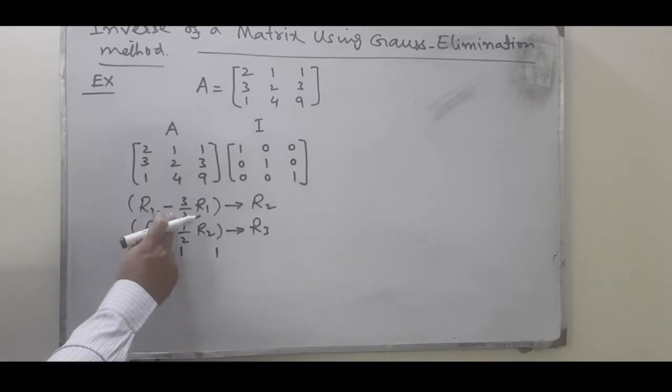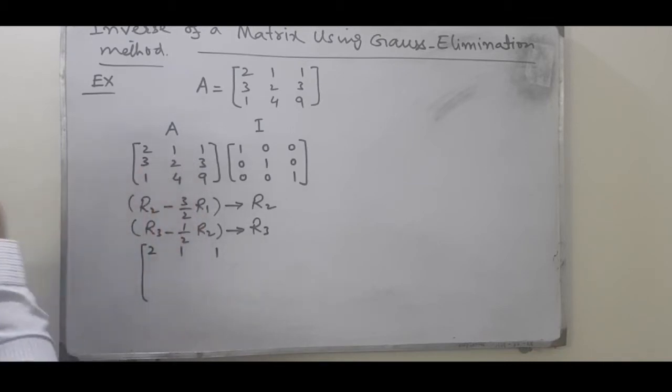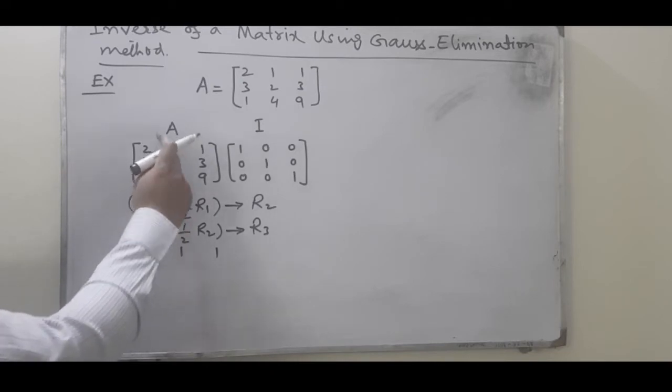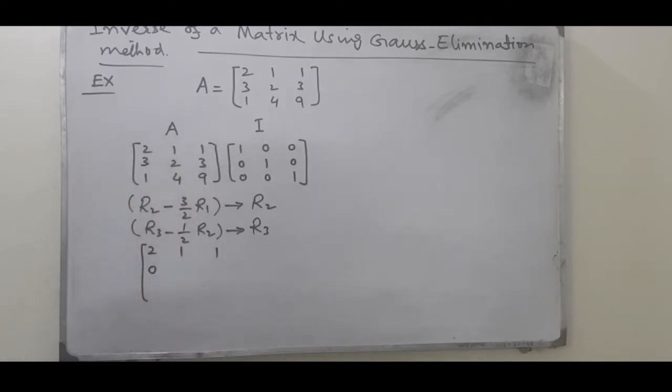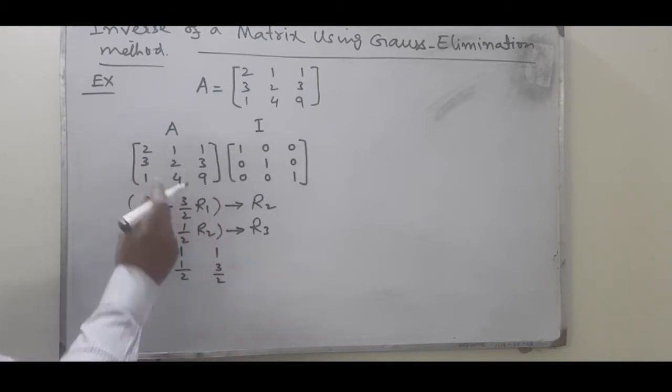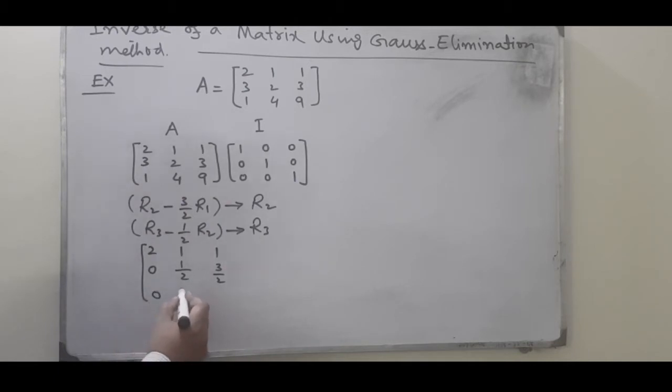Whenever you perform this row operation, this entry will become 0, and here 2 minus 3/2 times R1 gives the result 1/2, and it will be equal to 3/2. Similarly, on performing this operation over here, this quantity becomes 0. Here we will have 7/2, and it gives you 17/2. So we got the result after the row operation in this form.